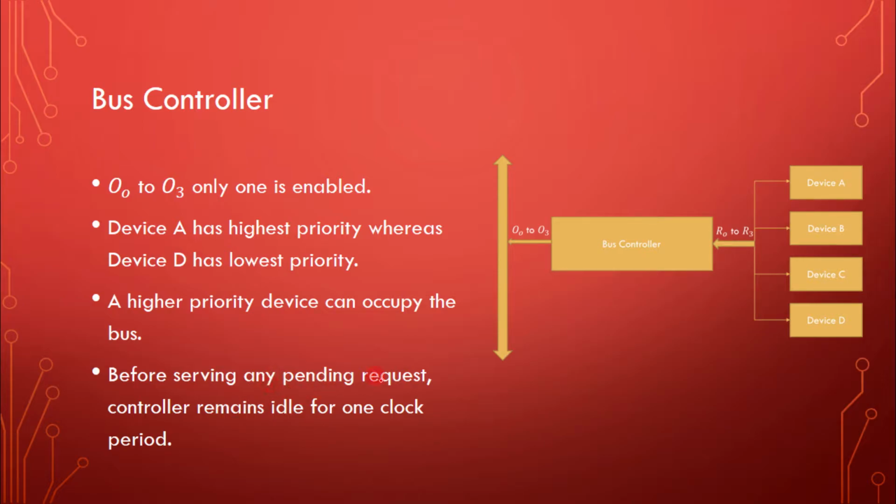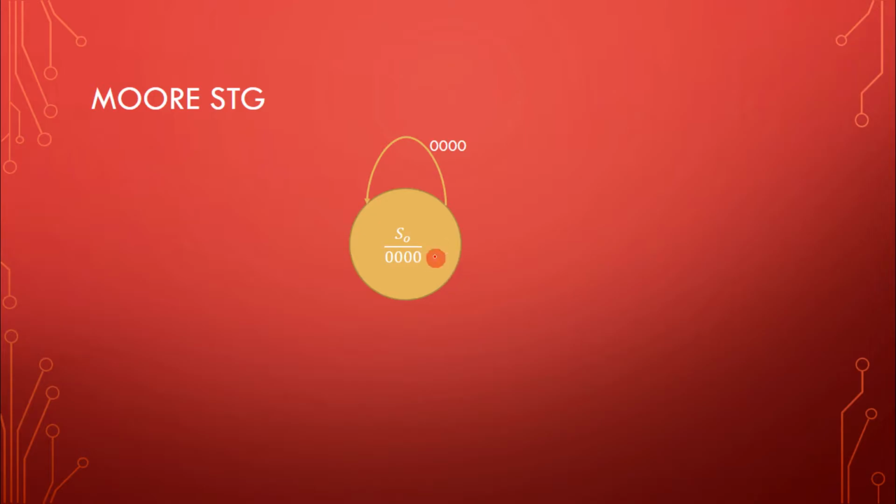Finally, before serving any pending request, this controller remains idle for one clock cycle. So, our task in this video is to design a Moore type state transition graph for this bus controller. So, this is your first state S0, which is representing an idle state. It means whenever all the requests are 0000, your output is 0000 because you have 4-bit request lines and 4-bit output lines. So when no device is requesting, then your bus controller is in idle state.